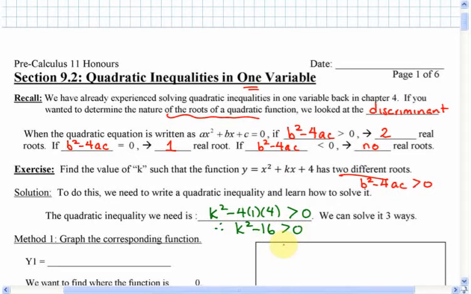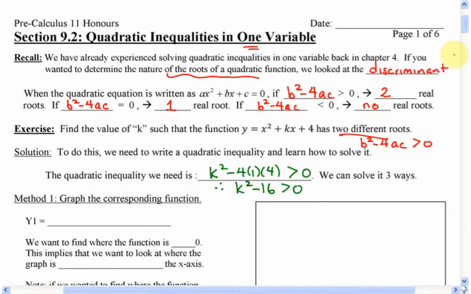Okay? So I think in chapter 4, what I first showed you was this method using your graphing calculator, where you have to graph this corresponding function. So let's do that, okay, just as a review. So for those of you who have your graphing calculator, bring it out. For those of you too lazy to bring it, too bad for you. Okay?